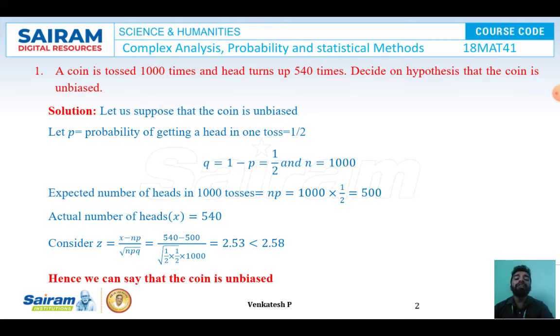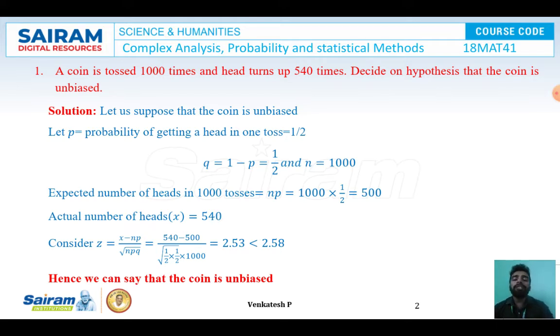And here N shows the number of trials. In this problem, the coin is tossed 1000 times, so the trials will be 1000. So I can take N is equal to 1000. Now I am going to calculate the expected number of heads in 1000 tosses. It is given by N into P. So 1000 into 1 by 2 will be equal to 500. And the actual number of heads is given as 540 times. So X will be equal to 540.